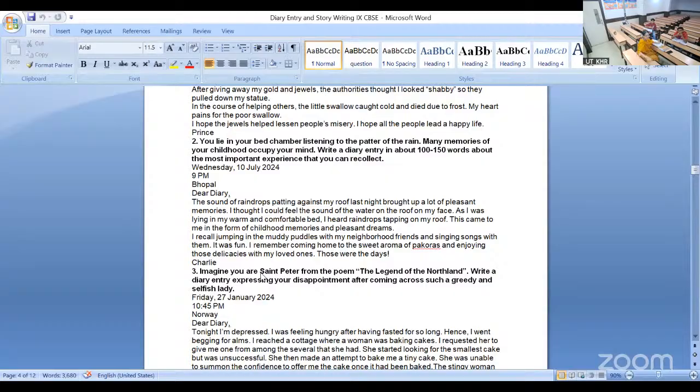Muddy puddles with my neighbors. So these 3 paragraphs are the 3 points. Okay. So the sound of raindrops pattering against my roof last time brought up a lot of pleasant memories. I thought I could feel the sound of the water on the roof on my face. As I was lying in my warm and comfortable bed, I heard raindrops tapping on my roof. This came to me in the form of childhood memories and pleasant dreams. I recall jumping in the muddy puddles with my neighbors and friends, and singing songs with them. It was fun. I remember coming home to the sweet aroma of pakoras, and enjoying those delicacies with my loved ones. Those were the days.